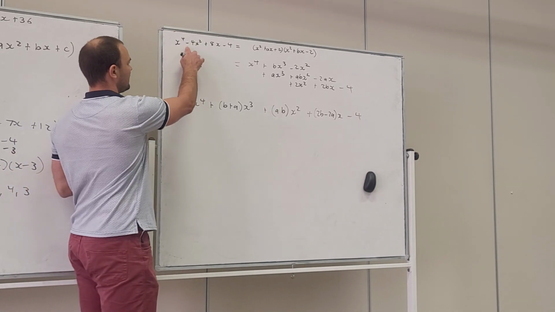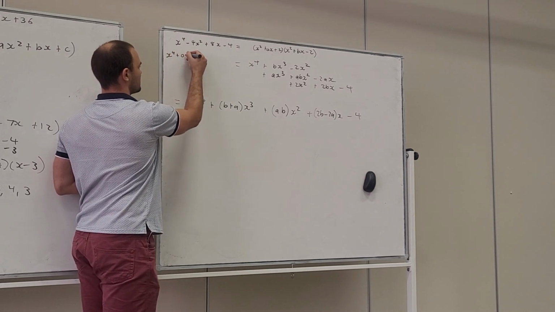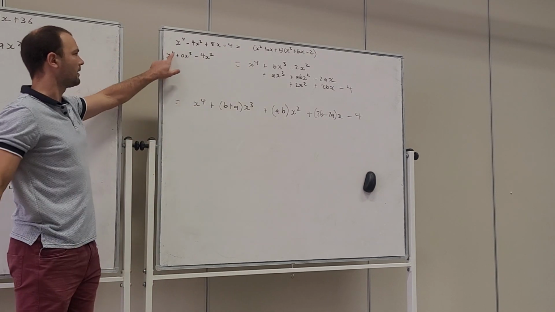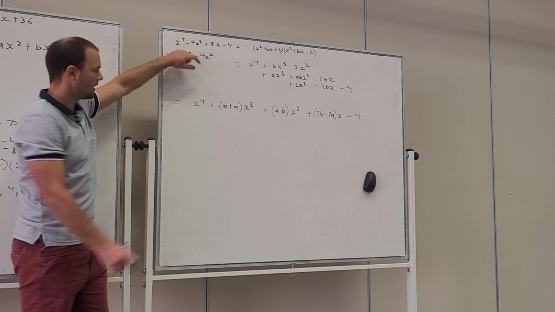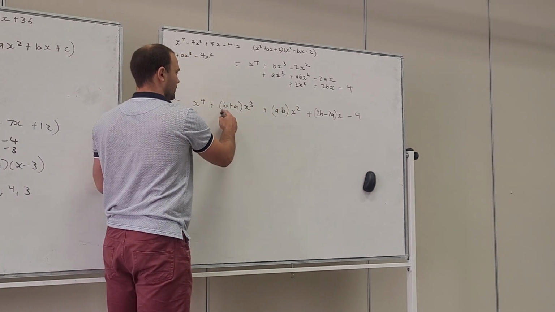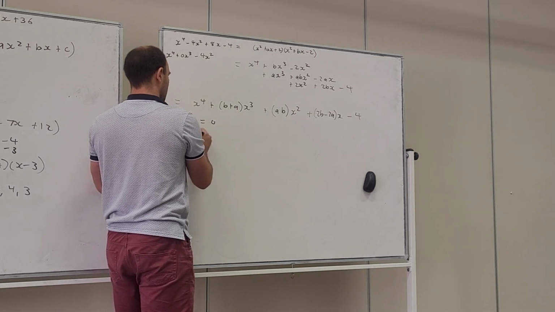So if we're going to write this polynomial in order, we've got x to the 4 plus 0 lots of x to the 3, take 4 lots of x squared. You can see my power's going down by 1. We've got no lots of x to the 3, and here we've got b plus a times x to the 3 in our expansion. So therefore, b plus a has to equal 0, which means b equals minus a.